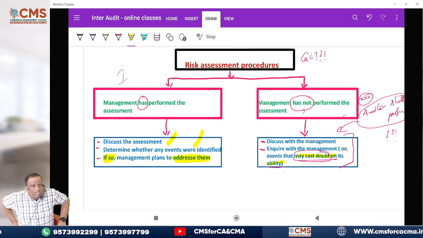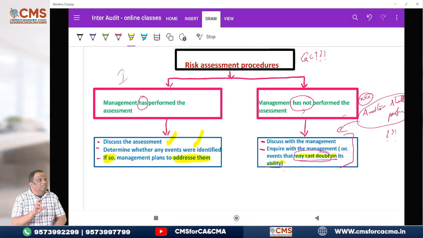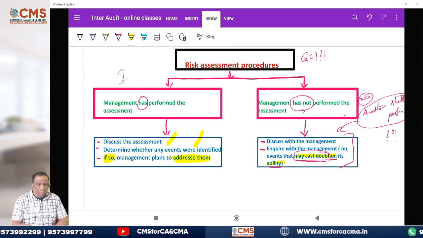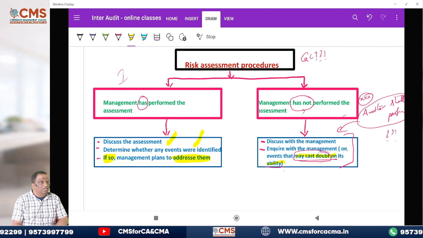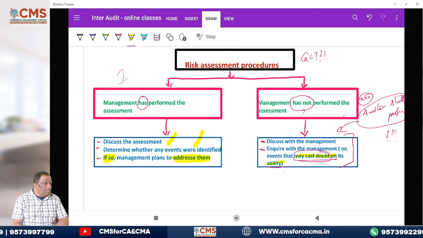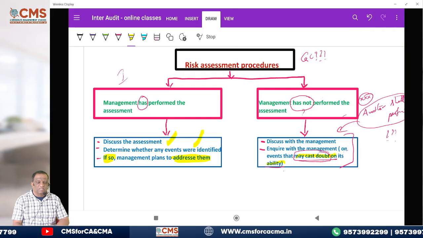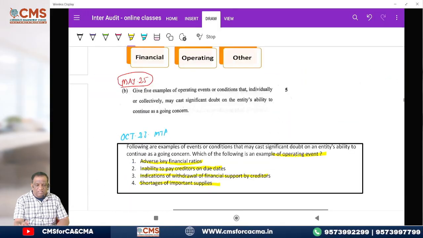Indirectly, normally what do you do? You ask management for certain information. If they don't give it, you go for a disclaimer of opinion. But in this case, that is an exception. They have to do it, but if they are not doing it, you have to do it. So you can't go for a disclaimer. That is this risk assessment procedure.